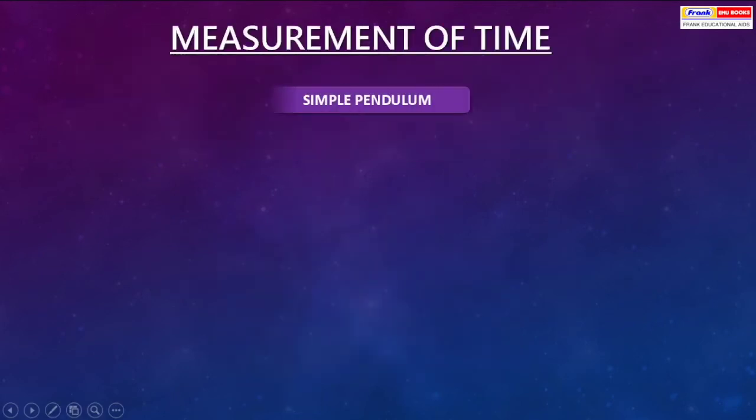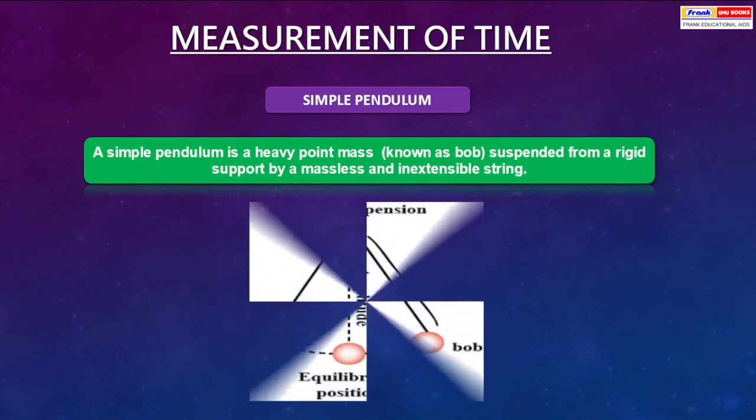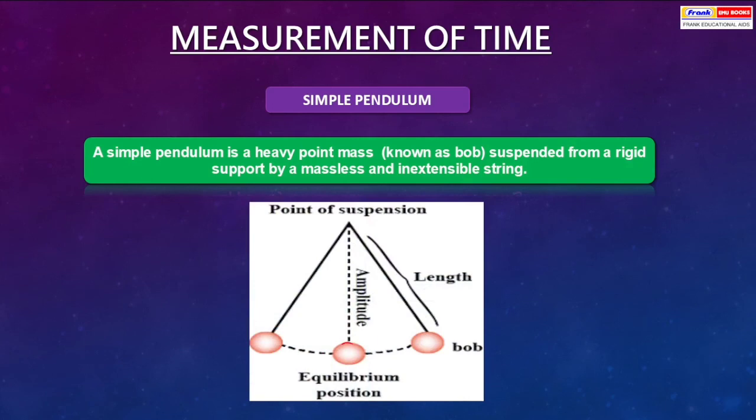Then we have measurement of time. We have the simple pendulum. A simple pendulum is a heavy point mass known as the bob, suspended from a rigid support by a massless and inextensible string. Here you can see the image of a pendulum. This is the bob, this is the point of suspension, and this is what happens when we hit the bob. It goes and comes back. This is called to and fro motion.